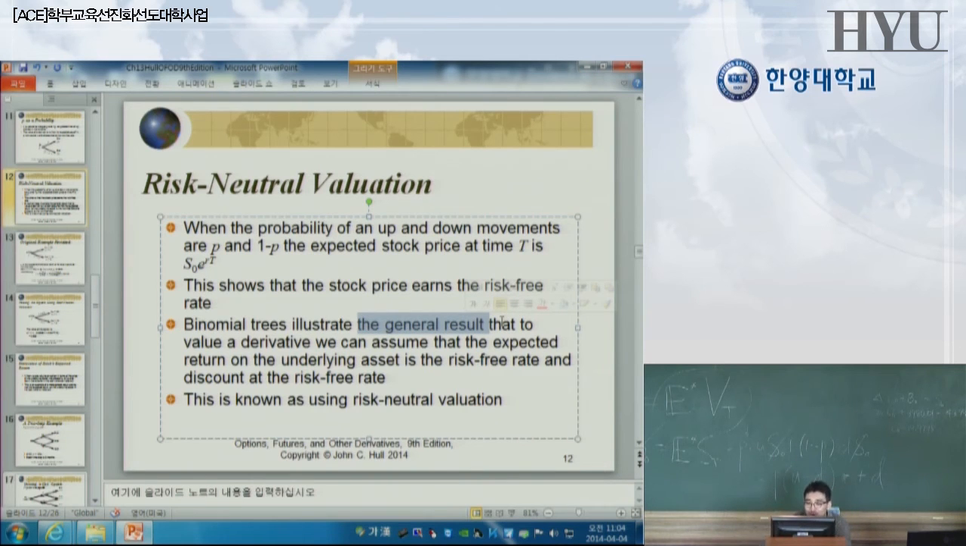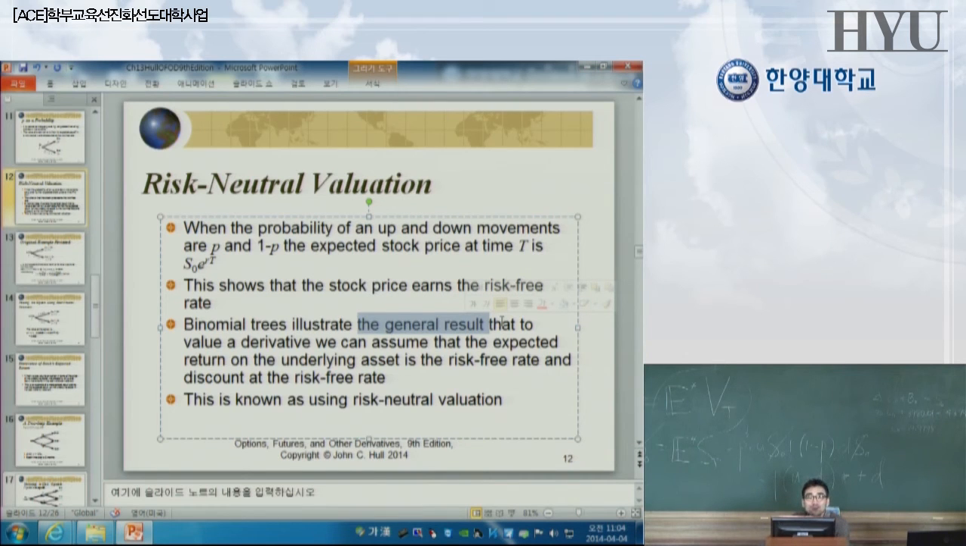This is the general result. To value a derivative, we can assume that the expected return on the underlying asset is the risk-free rate. Because we are living in a risk neutral world, every asset should have exactly the same return, which should be exactly the risk-free rate. That's what it's saying. To value a derivative, we assume the expected return on the underlying asset is the risk-free rate and discount at the risk-free rate. No one cares about risk in that world. We have to discount every future cash flow with the risk-free rate. This is known as using risk neutral valuation.